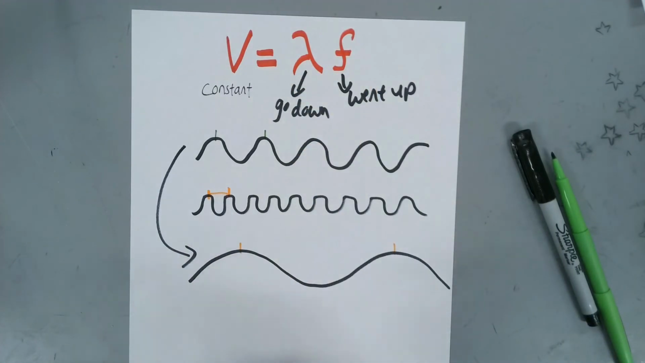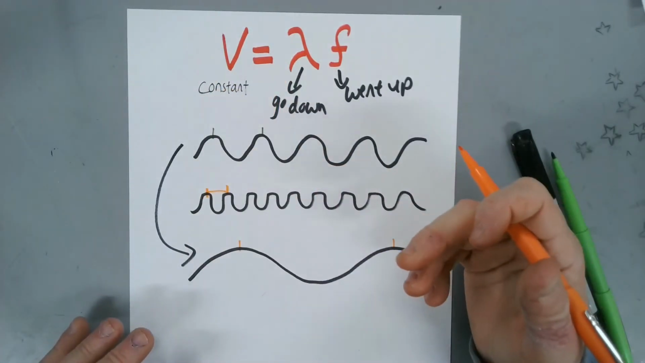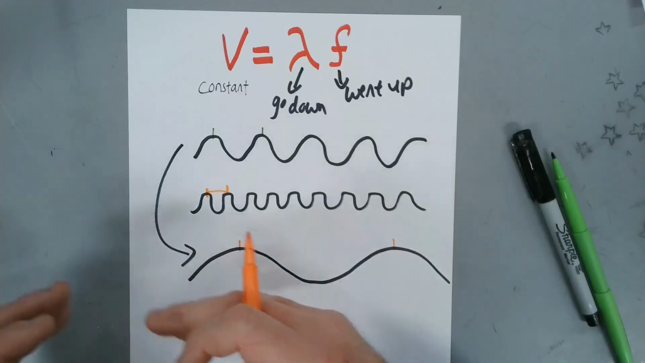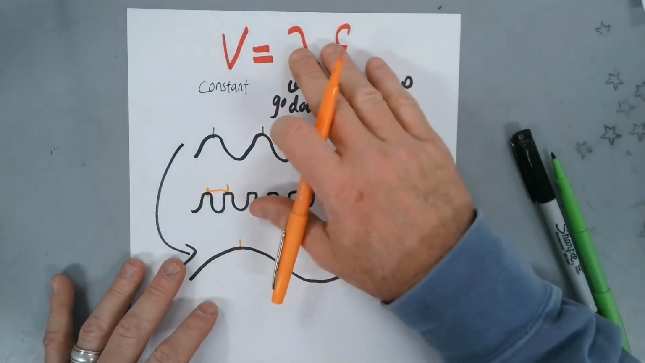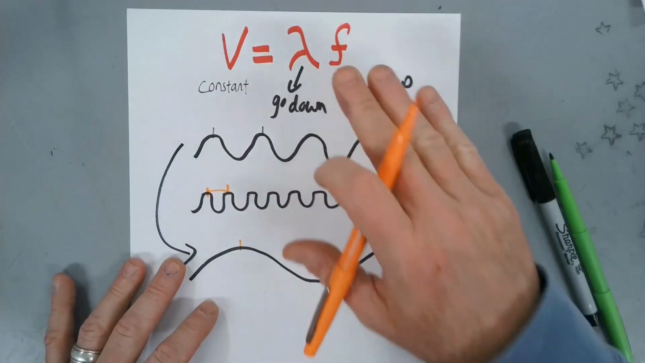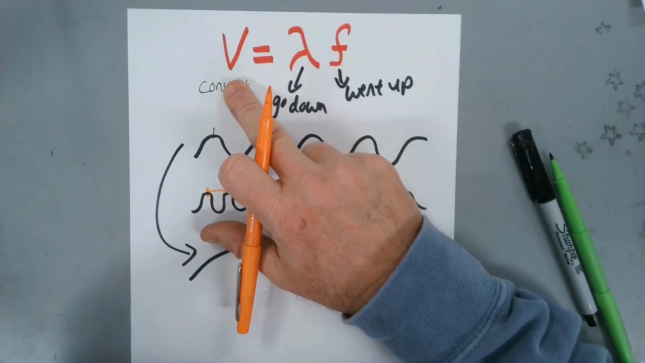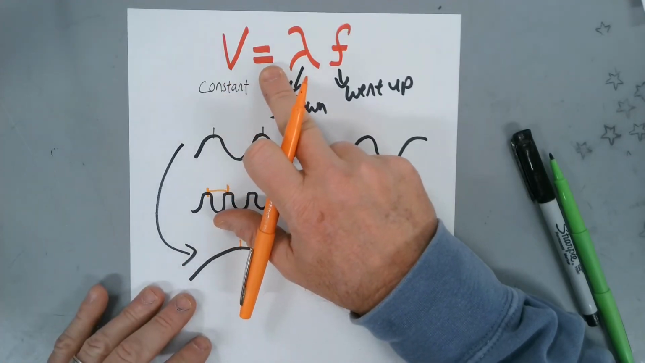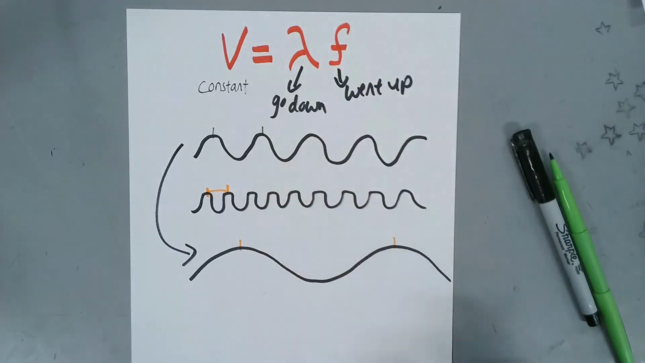And keep in mind, this is for a particular medium. So if we're talking about sound, and sound travels from air and then into water, well, then it has a new velocity, and these things are going to change. But the relationship always holds true. The velocity of a wave in a given medium is the product of its wavelength times its frequency.